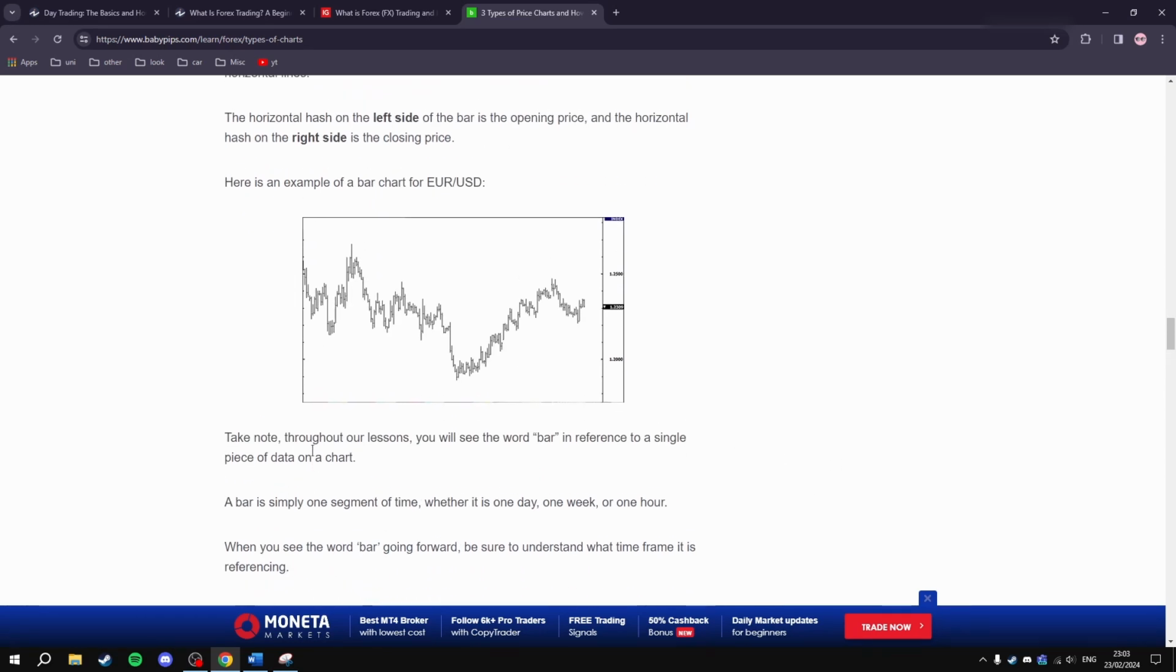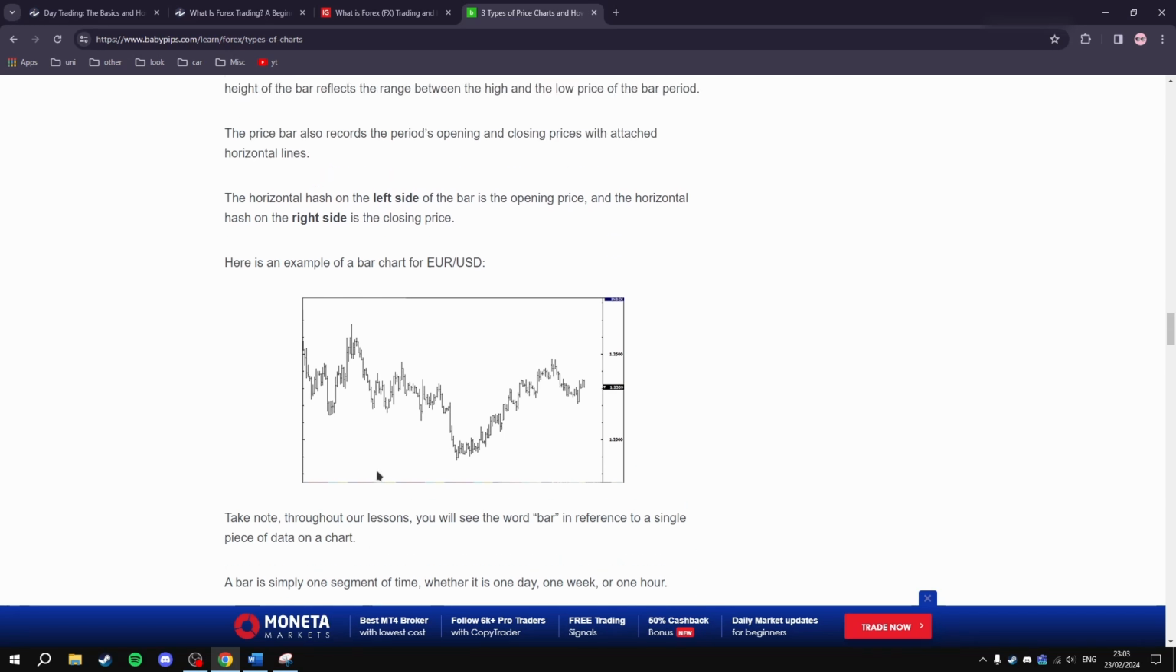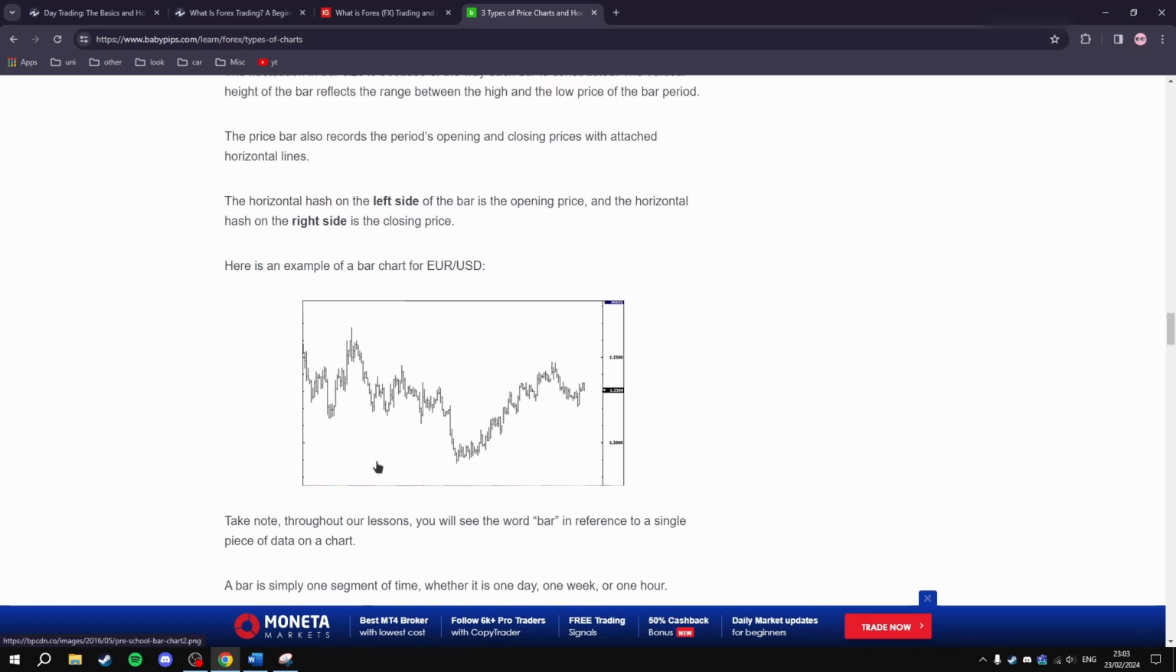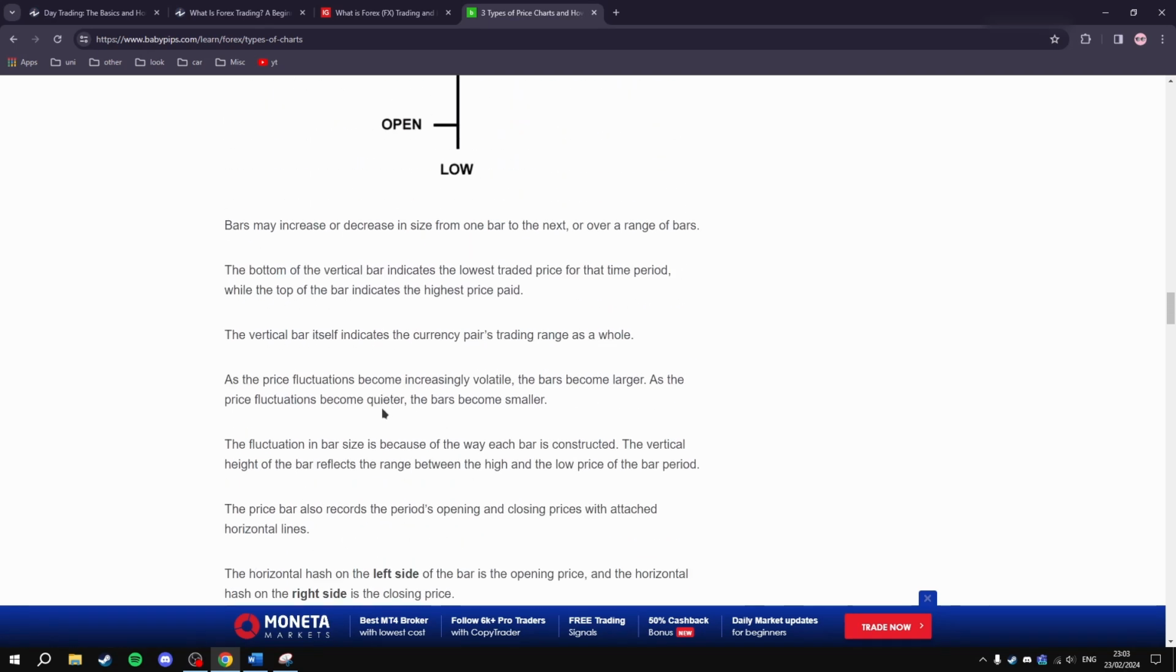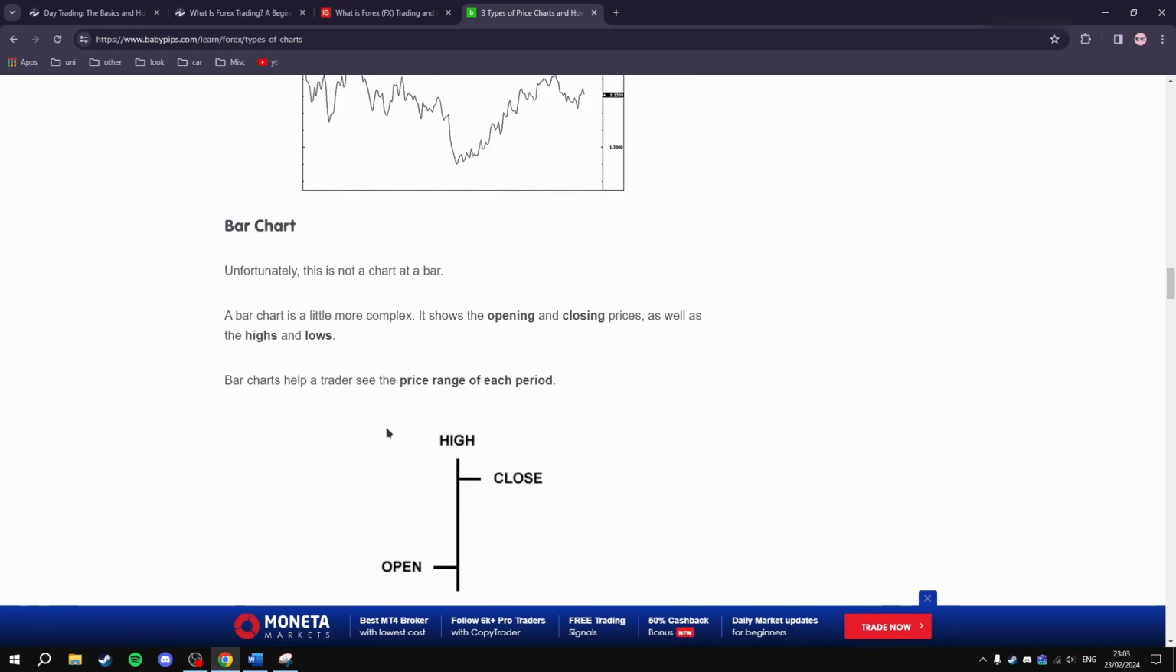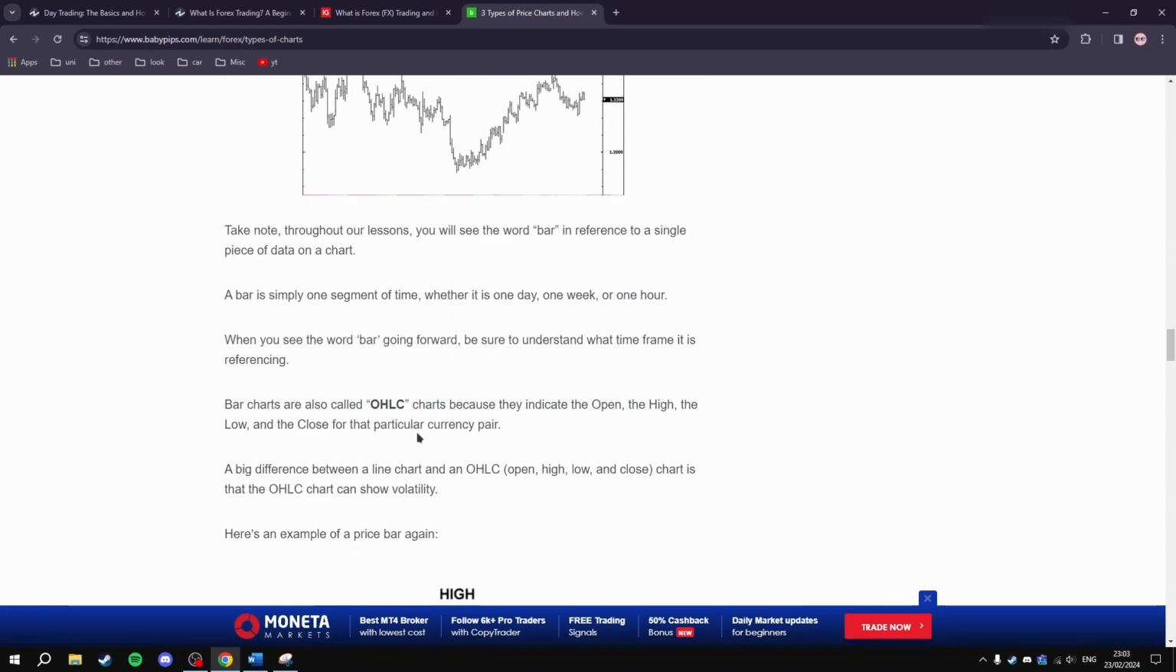Take note, throughout our lessons you will see the word bar in reference to a single piece of data on a chart. A bar is simply one segment of time, whether it's 1 day, 1 week, or 1 hour. When you see the word bar going forward, be sure to understand what time frame it is referring to.